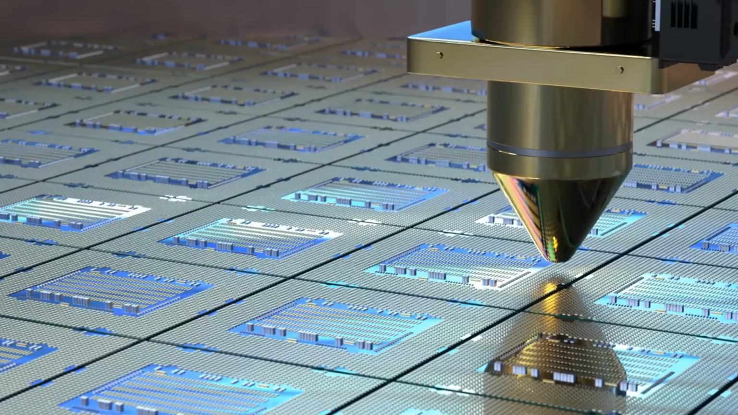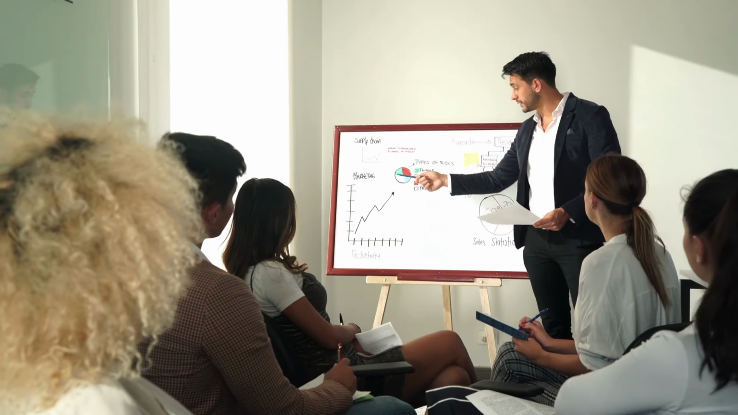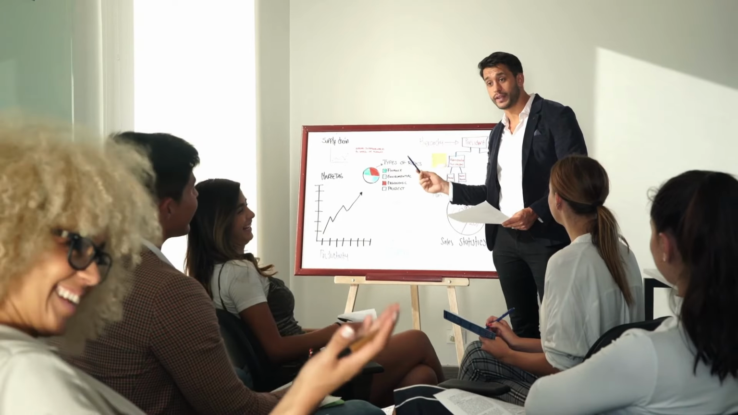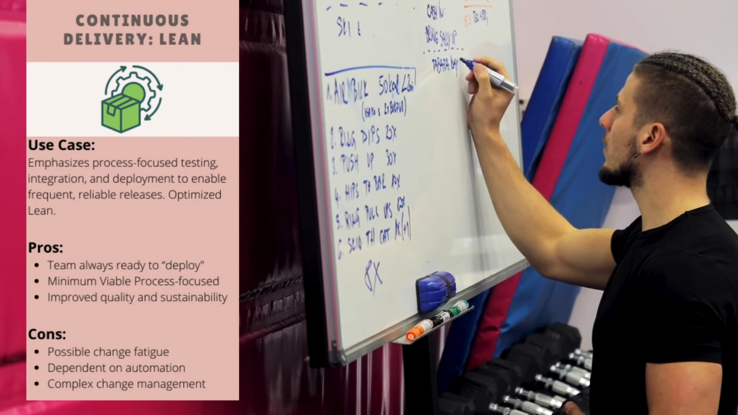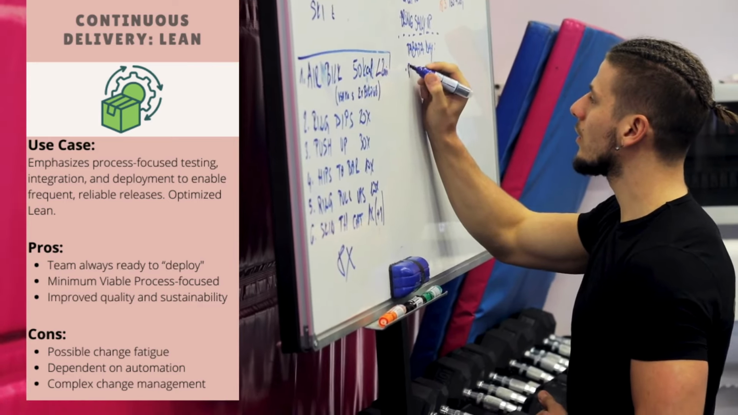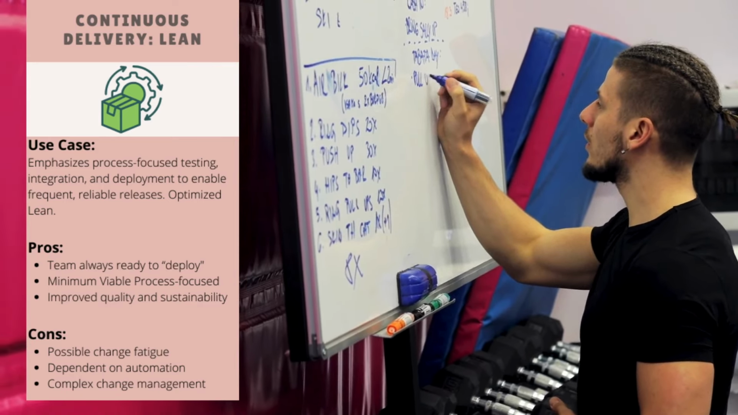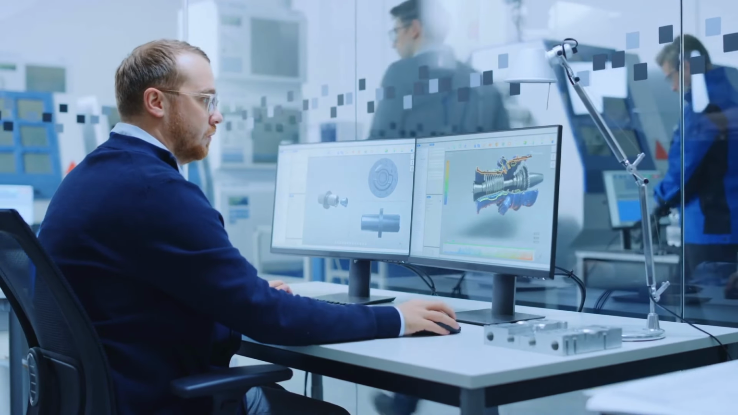It's process over creativity. If you're trying to create a new idea, lean may not give you the space to do that. It has a lack of speed and adaptability. It's so focused on efficiency, it may not be effective. And depending on the industry, it could demand more team training because not everyone's familiar with the lean processes. We have continuous delivery lean, which is like continuous delivery agile, emphasizes the process focus on testing, integration, and deploying frequent and reliable releases. It optimizes the outcomes.